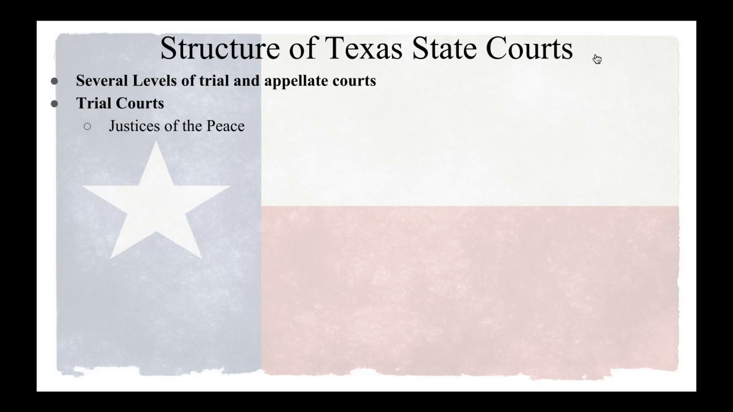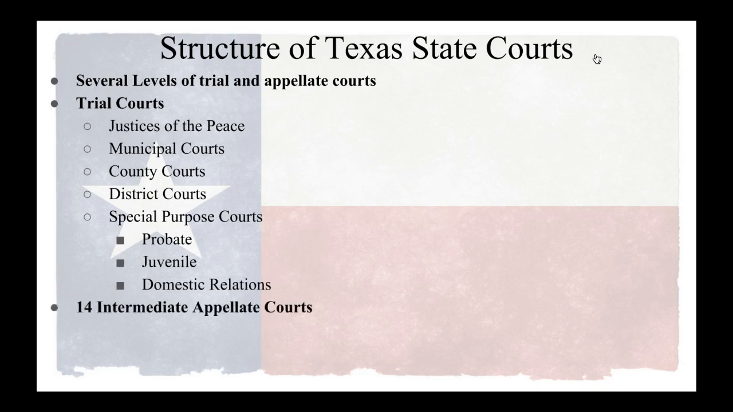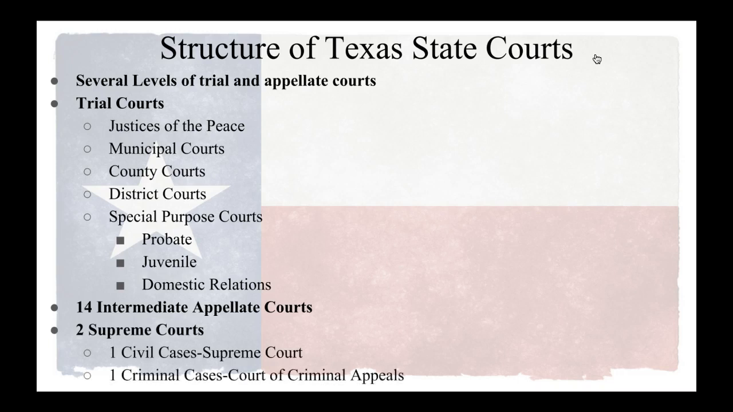In Texas, there are several different levels of trial courts. You have justices of the peace, municipal courts, county courts, district courts, and special purpose courts, which include probate courts, juvenile courts, and domestic relations courts. Then we have 14 intermediate appellate courts, and as I said earlier, two Supreme Courts: one for civil cases, which is called the Texas Supreme Court, and one for criminal cases, which is called the Court of Criminal Appeals. We're going to look at each of these a little more in depth.